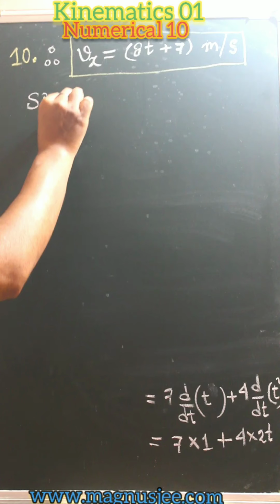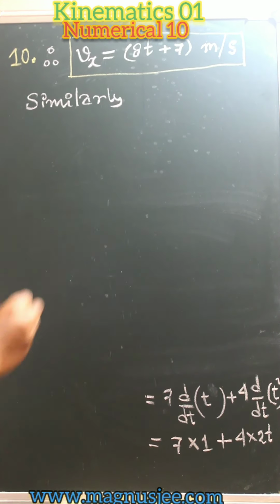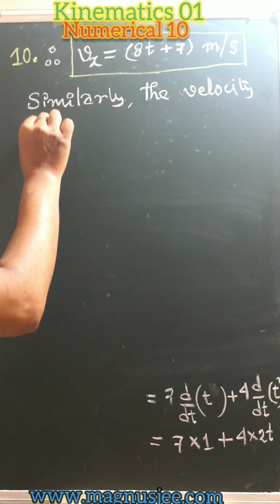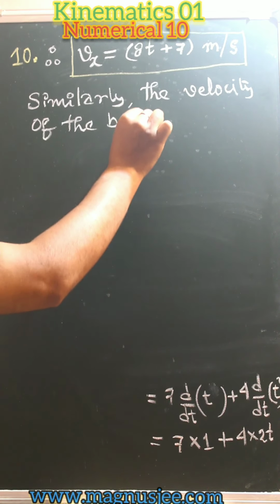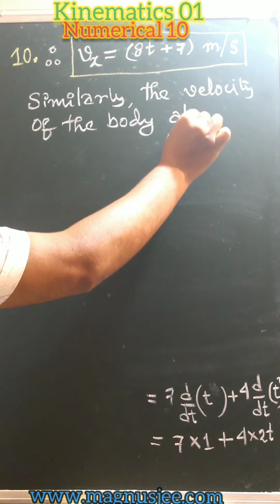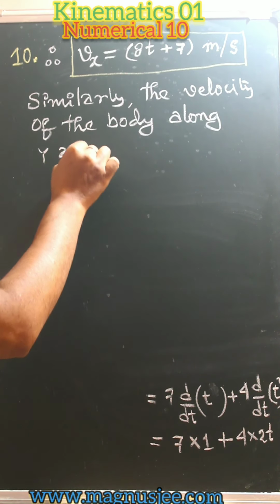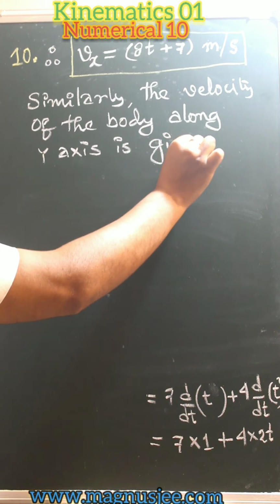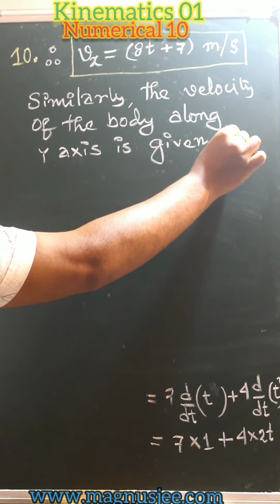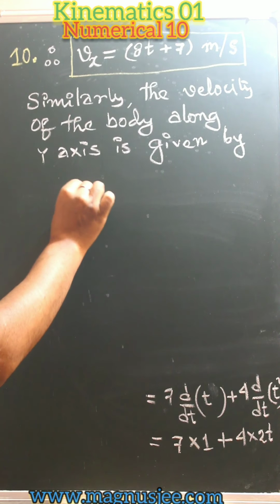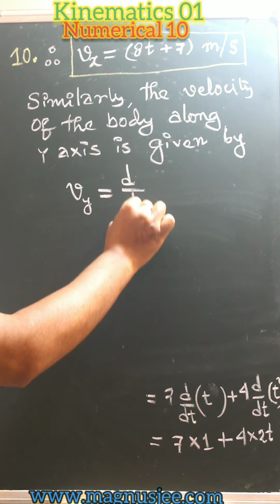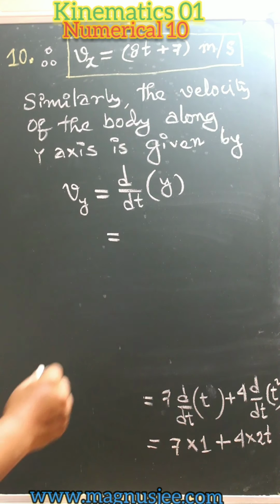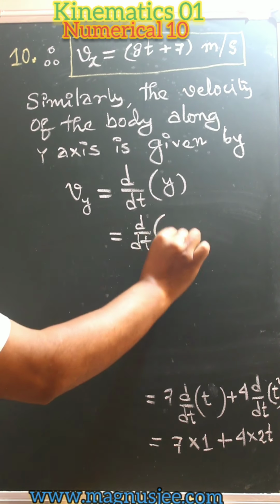Similarly, the velocity of the body along y-axis is given by Vy equal d by dt of y. Putting the expression of y, which is 5t.